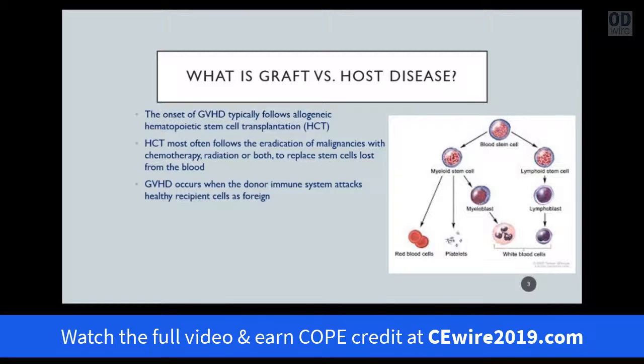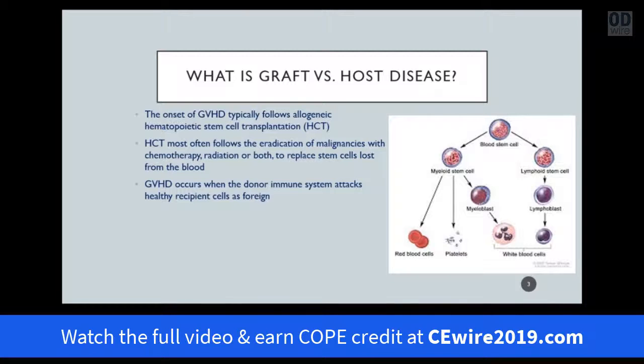Currently, there are 3 different types of stem cell transplantation available. Autologous, which is giving blood to oneself. Allogenic is getting it from another individual, and syngeneic is getting it from an identical twin.